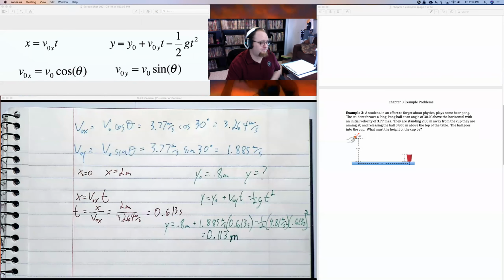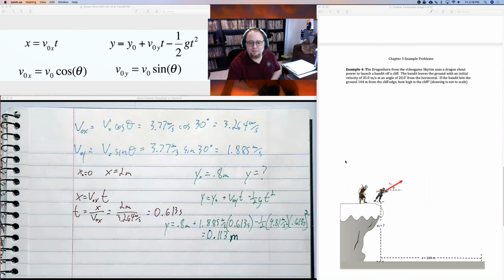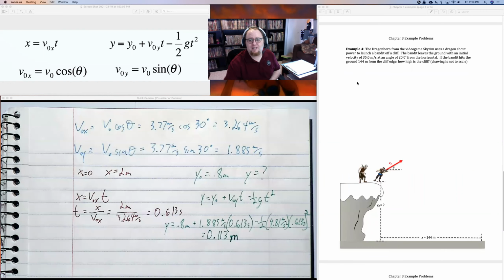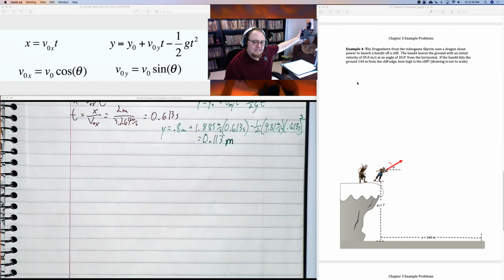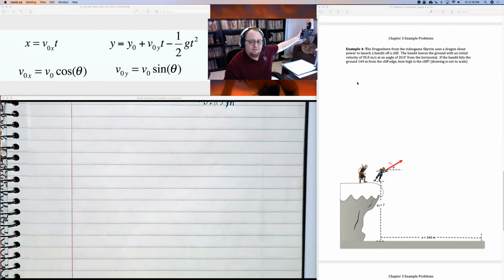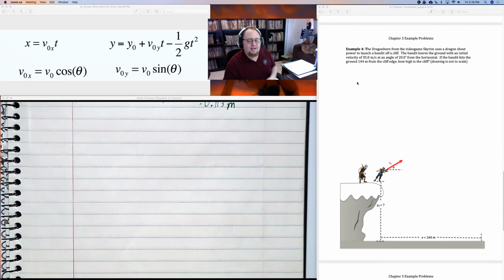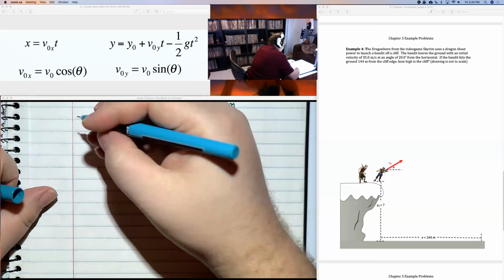Okay, let's do problem 4. Problem 4 is from the game they never stop making itself, Skyrim. This is also an old exam problem, but it's slightly different. I always said I'll either give you x and ask for y, or give you y and ask for x, and this one I shifted a little bit. The Dragonborn from the video game Skyrim uses a dragon shout power to launch a bandit off a cliff. The bandit leaves the ground with an initial velocity of 35 meters per second at an angle of 20 degrees.